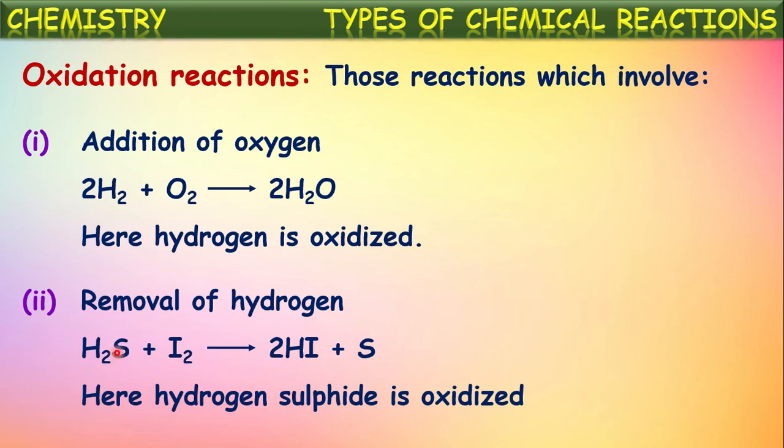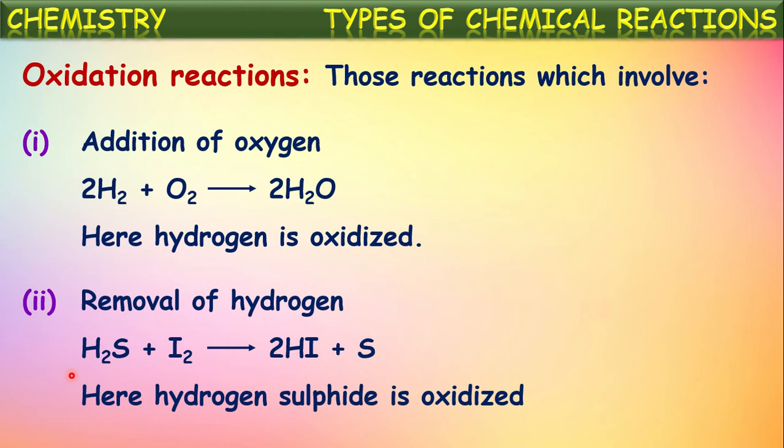So the removal of hydrogens is called oxidation. Either addition of oxygen or removal of hydrogen is called oxidation. So we can say hydrogen sulfide is oxidized because hydrogen atoms are removed from the molecules of hydrogen sulfide. Finally, sulfur is left back, isn't it? So this is called oxidation. Of course, there are some other definitions also, but the basic definitions are these two. Either addition of oxygen or removal of hydrogen can be termed as oxidation.